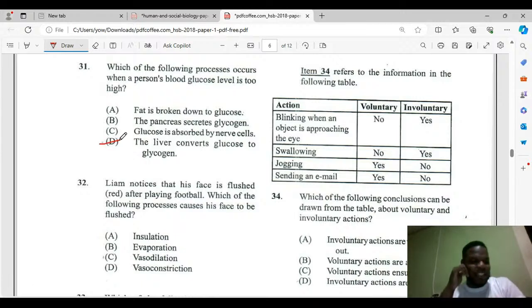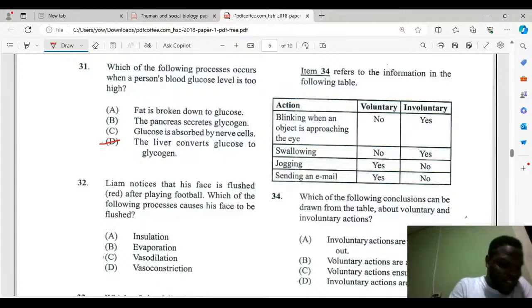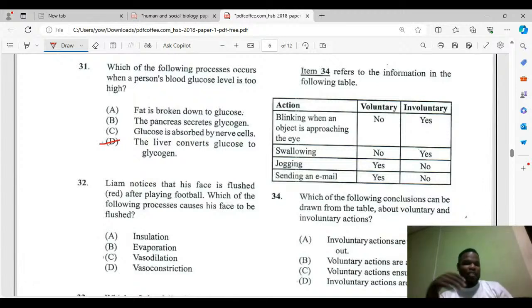Next, Liam notices that his face is flushed red after playing football. Which of the following processes will cause his face to be flushed? So his face flushed red. What will cause his face to be flushed? C, vasodilation, because that is when the blood is coming up to the skin to cool it down.